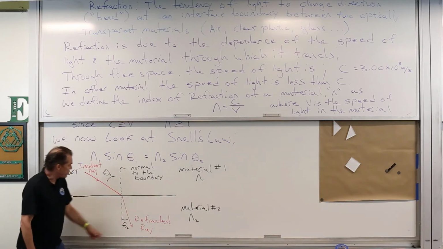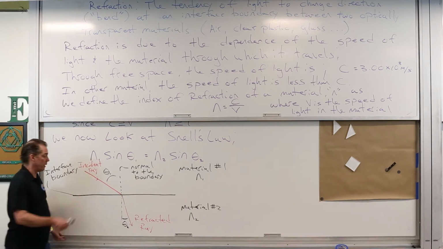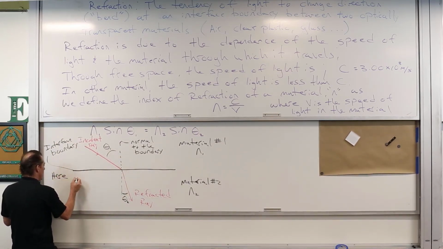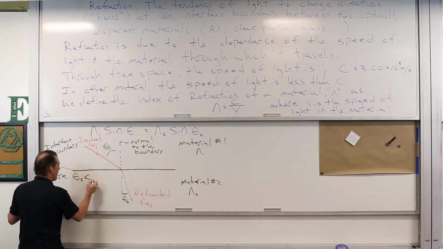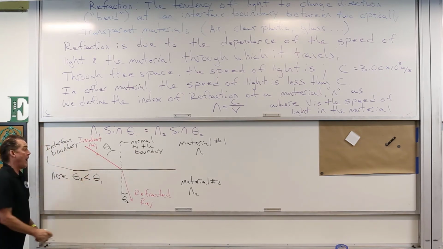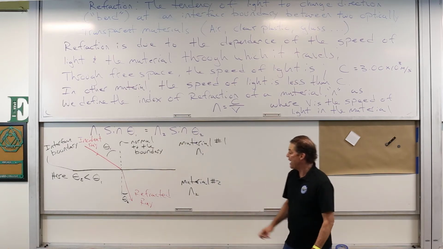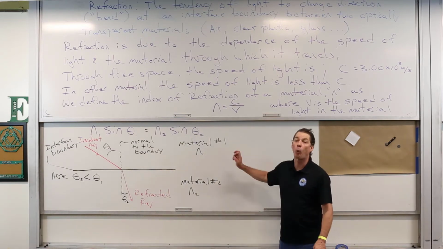Well, theta 2 we have here is smaller than theta 1. In this particular case here, theta 2 is less than theta 1. And for that particular correlation, it turns out that N2 then must be greater than N1.